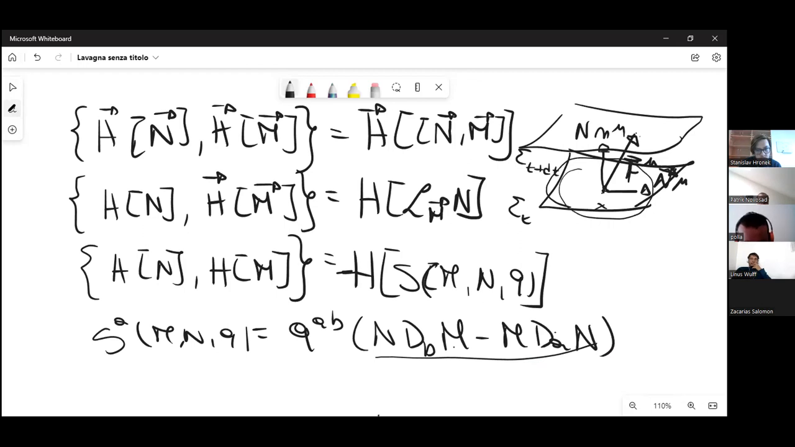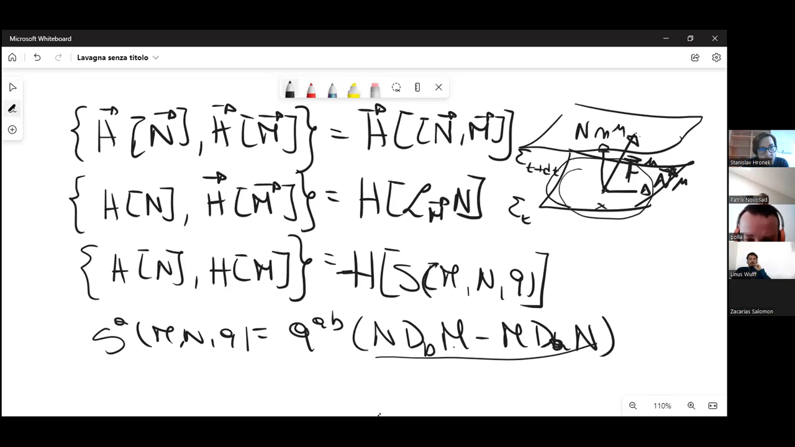Or sorry, B here. It's not very clear from this, but actually that's the meaning. Can I ask? Yes. So in the third bracket on the right hand side, shouldn't you have arrows on both H and S because they're vectors?